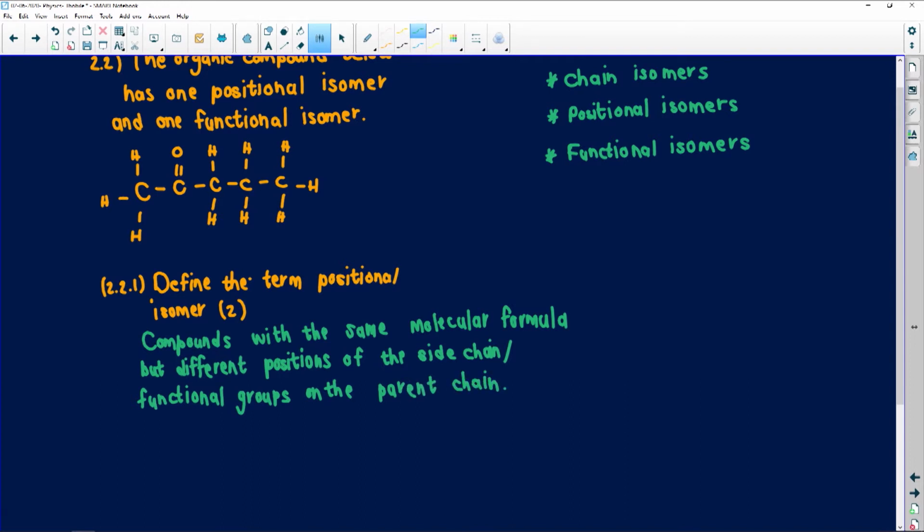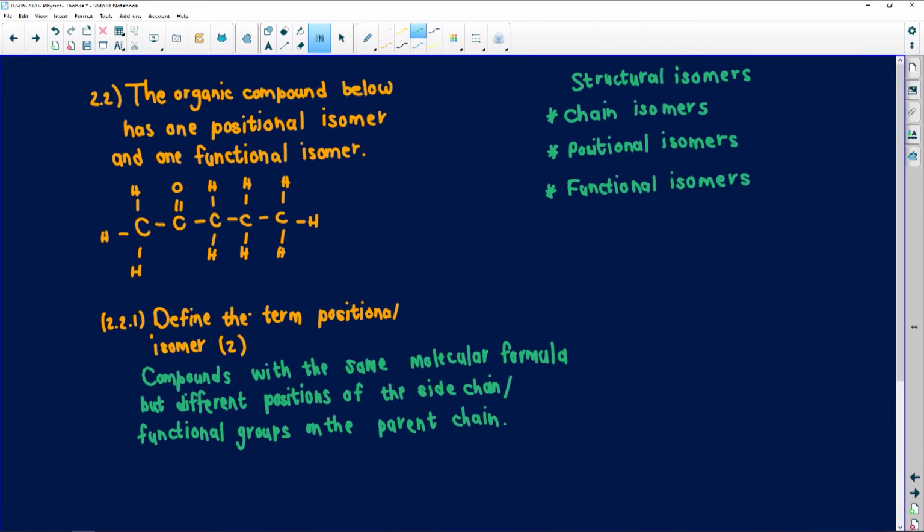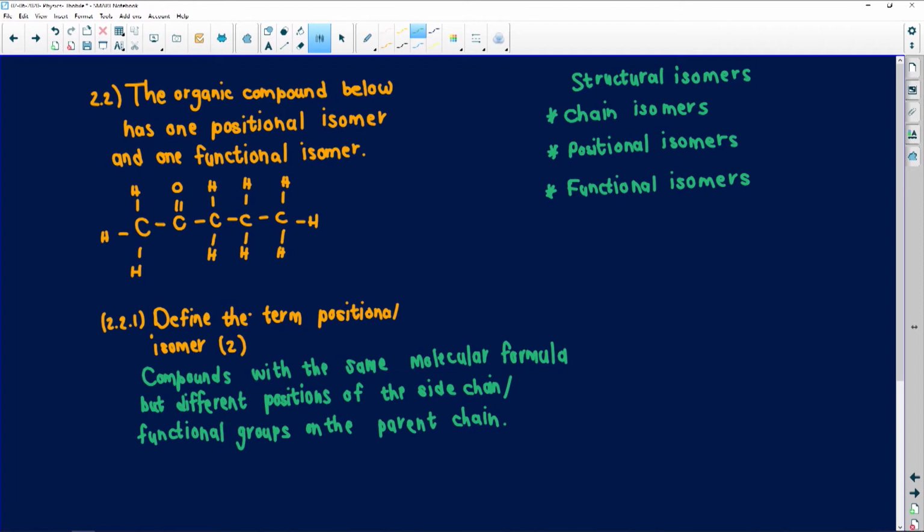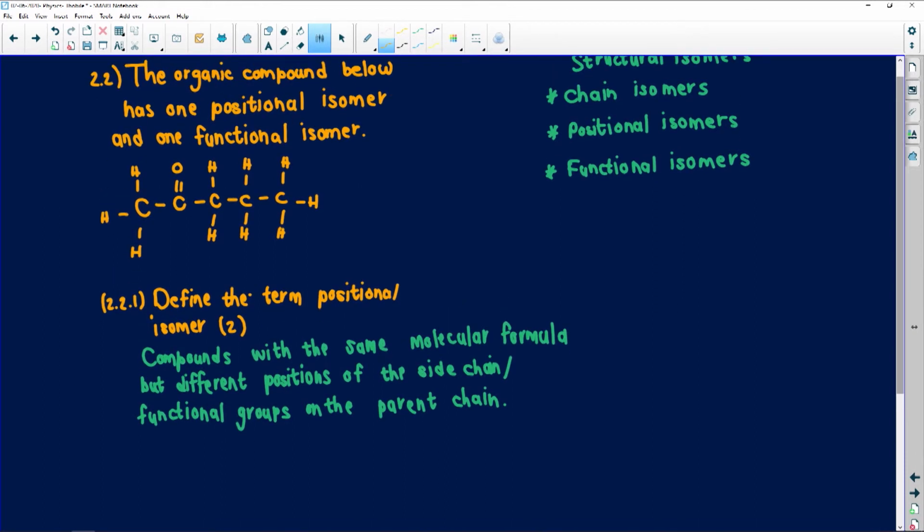So guys, I would love us to go through all of these, the chain isomer and functional isomer, but otherwise in your textbook, once you've done watching this, go to your notes and define what is a chain isomer and a functional isomer so that you always know it. But in this case, to define the positional isomer, it's compounds with the same molecular formula but different positions of the side chain and functional group on the parent chain. So let's see what the other one says. Let me sum up my work here. We're going to need the structure, so I don't want to work too far from the structure so we can actually look at it.